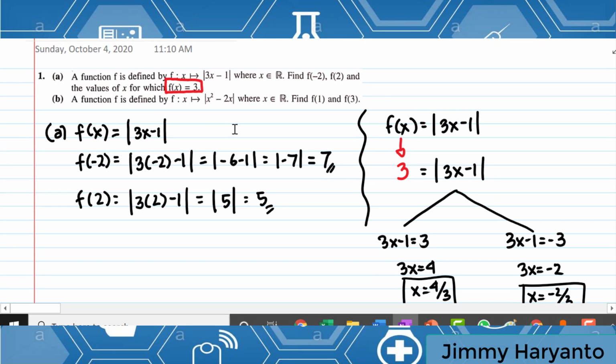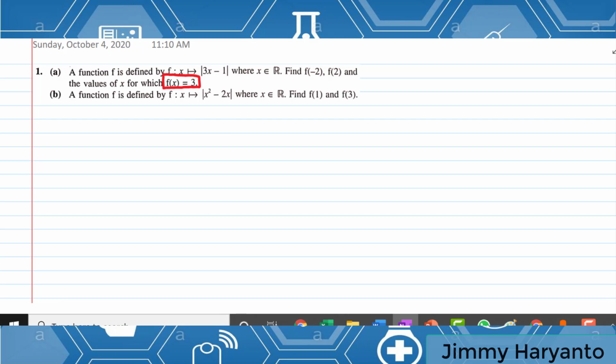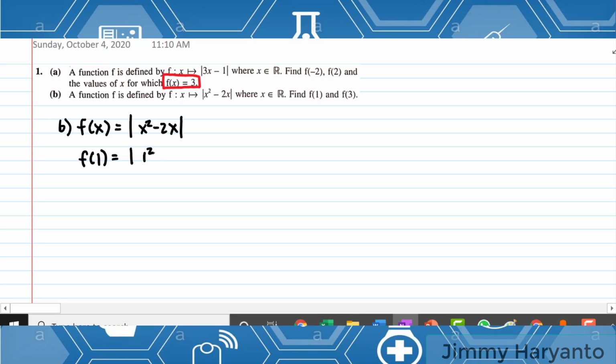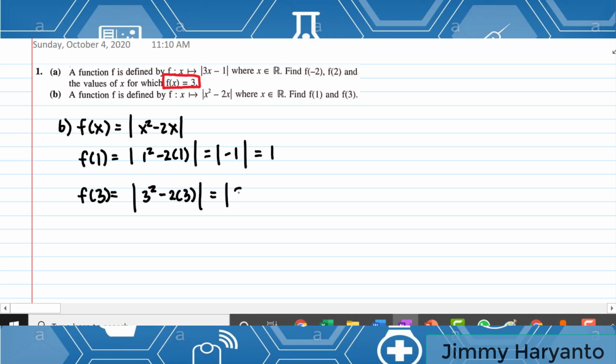Next, number 1b. For b, we have the absolute value of x squared minus 2x, so I can write like this: f(x) equals the absolute value of x squared minus 2x. Yeah, and then we have to find f(1). Let's calculate f(1). 1 squared minus 2 times 1 equals the absolute value of negative 1 equals 1. Yeah, and then f(3) equals the absolute value of 3 squared minus 2 times 3. It will become 9 minus 6, it's 3. Absolute value of 3 equals 3. That is for number 1.